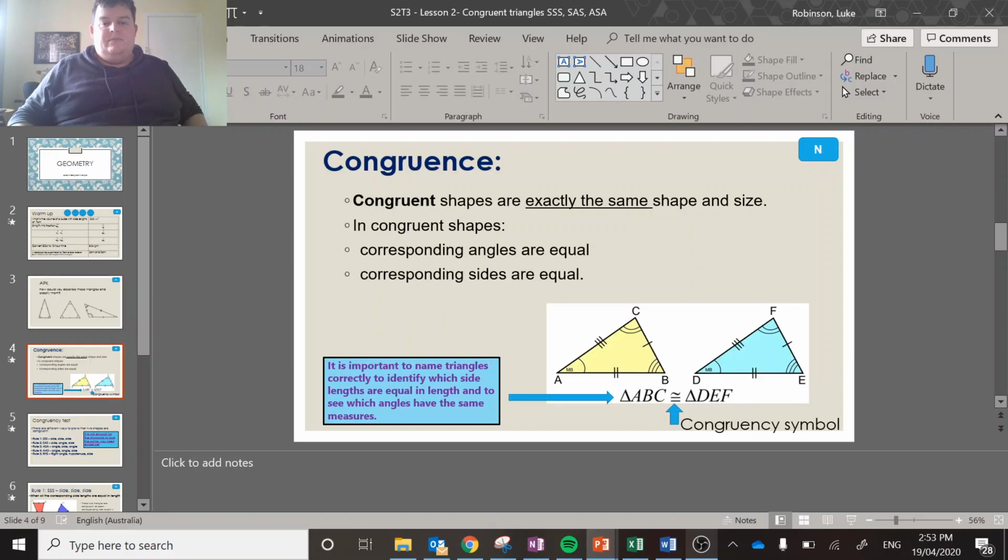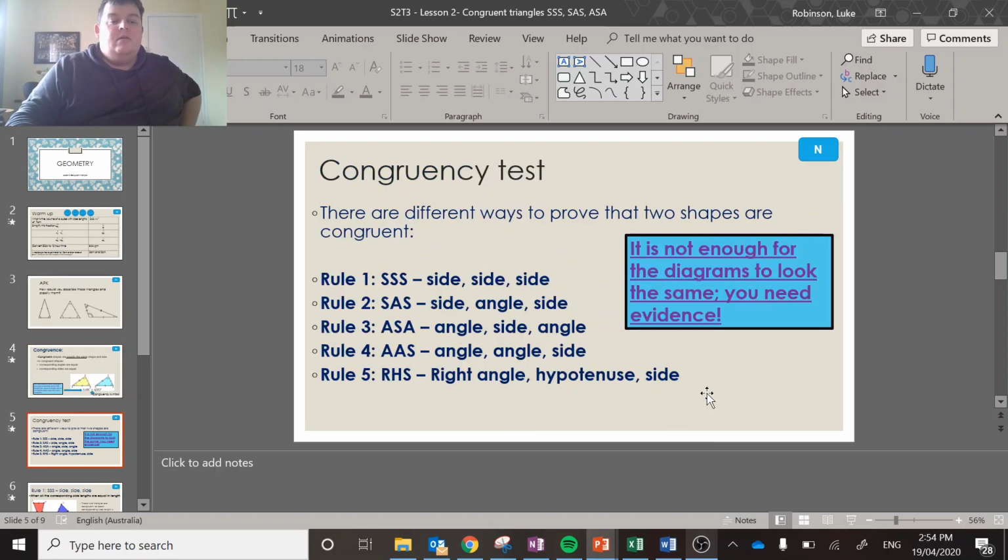Alright, so going on to congruency, we talked about this last time. Congruent means same size, same shape. We also talked about how you could test for congruency and writing out a testing statement. Well, there are rules that test for congruency, and we're going to talk about them today. So you have to be able to prove that 2 shapes are the same. So how do we do that?